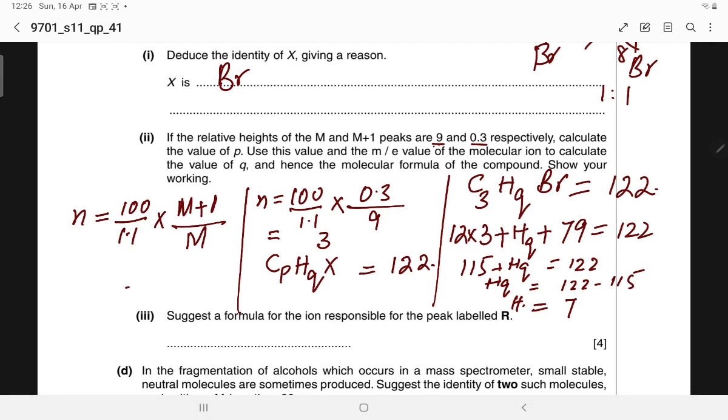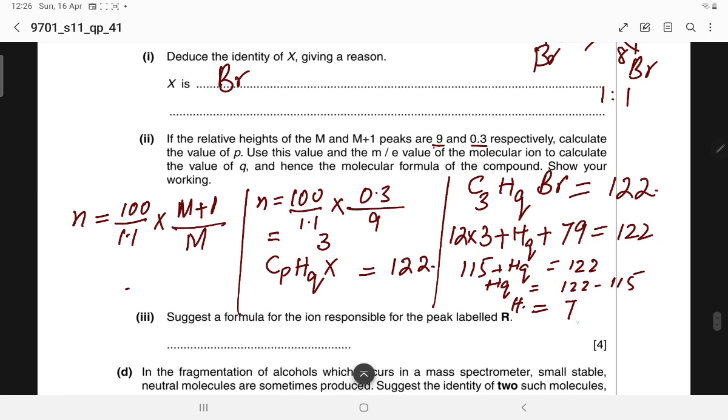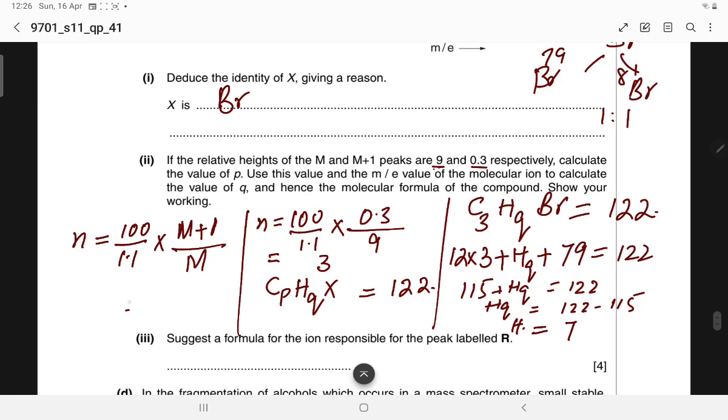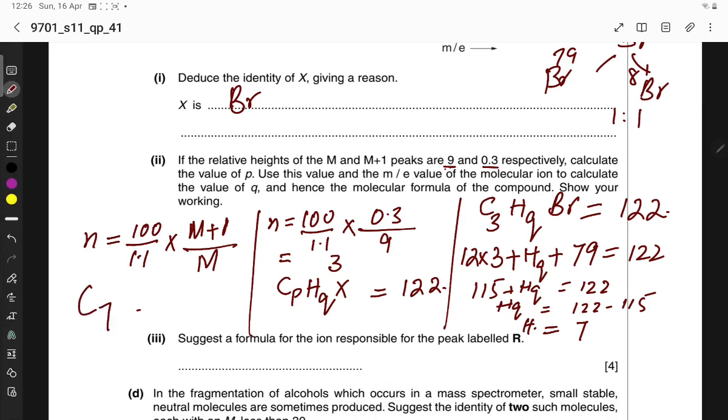So the formula is, calculate the value of Q. The value of Q is 7. So the formula will be C3H7Br. So this is the formula.